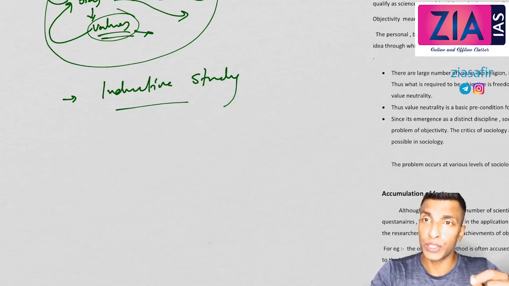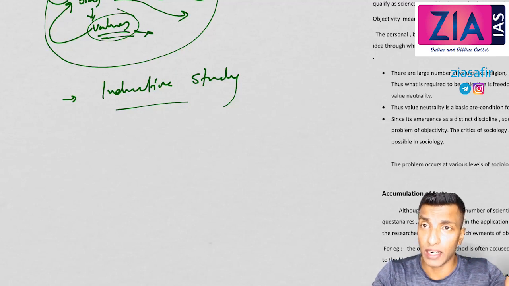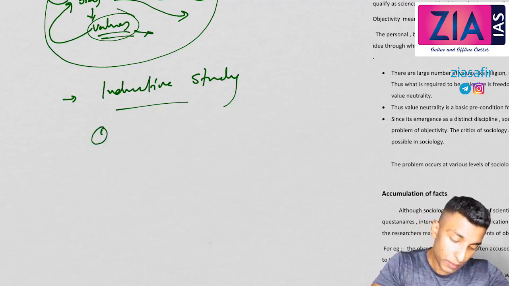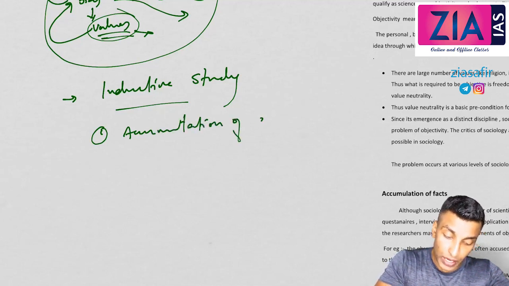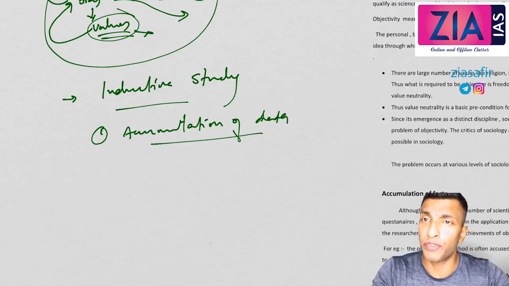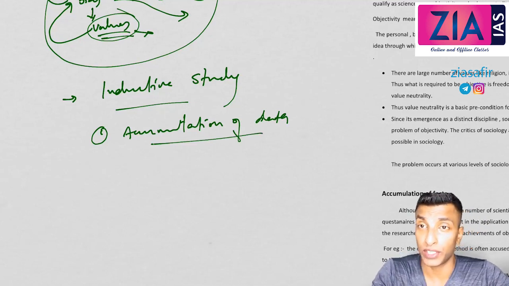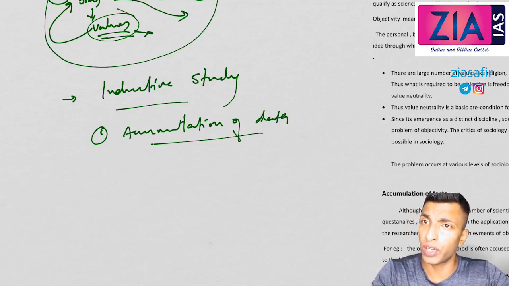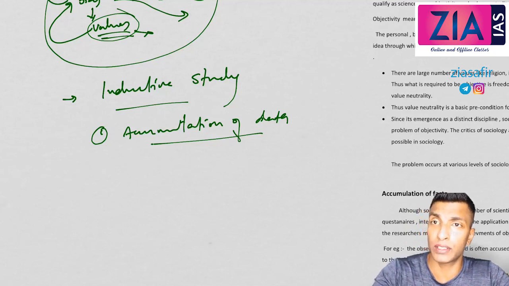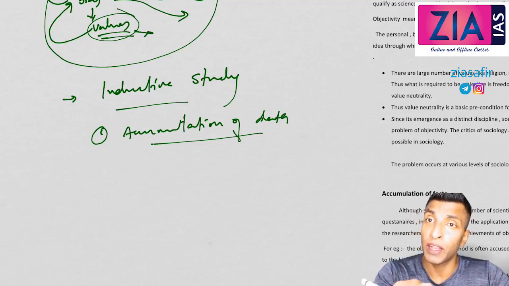So what are the steps? First is the accumulation of data, that means collection of data. So here you face the problem, right? What are the different methods of data collection? It can be observation, it could be survey, it could be interview, it could be questionnaire. Whatever methods you use, the survey may be biased. The people you are surveying may be biased. At the same time, the sample size that you select may be based on your convenience. You may not select a proper sample size. So all these involve bias.